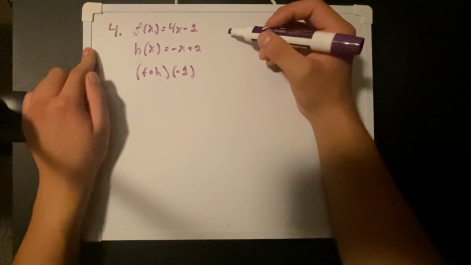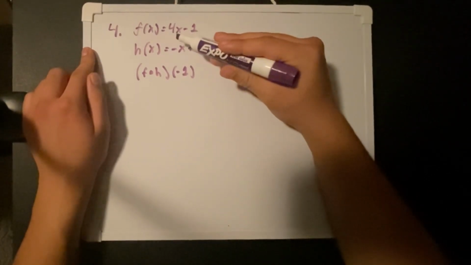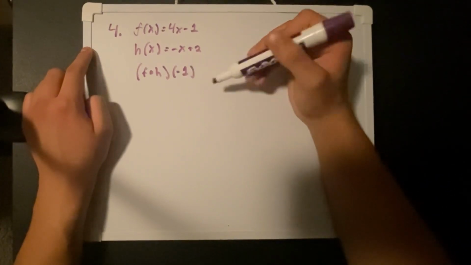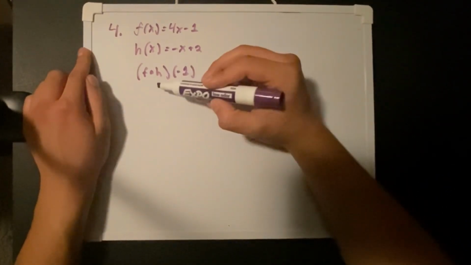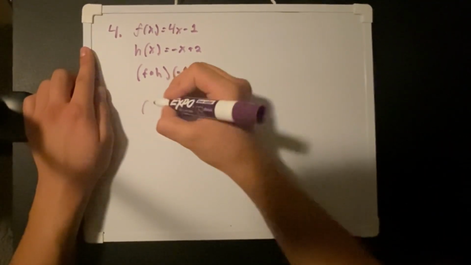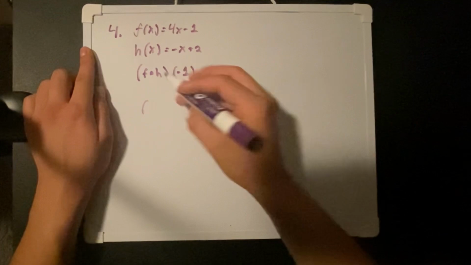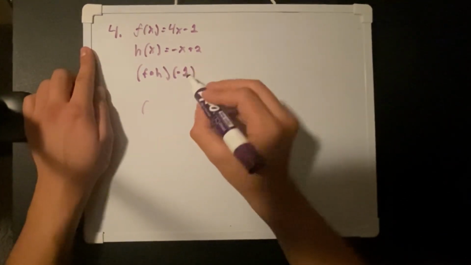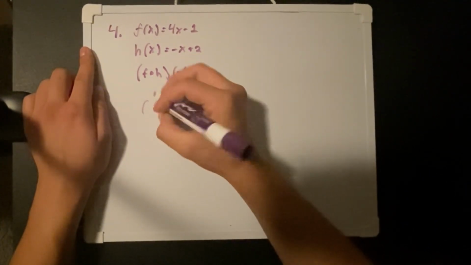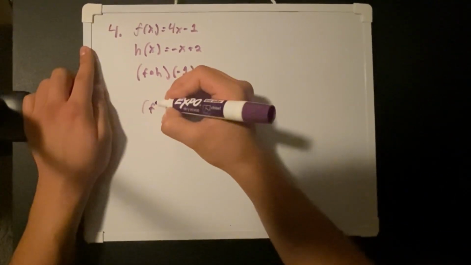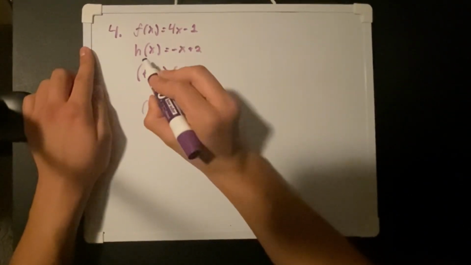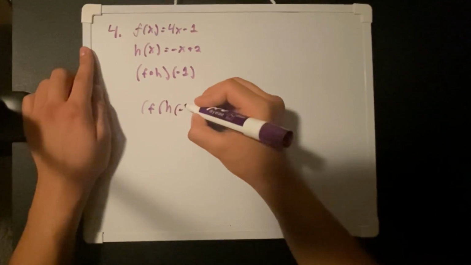For question number 4, we are finding a composite of f of x equals 4x minus 1, h of x equals negative x plus 1. So what is a composite? A composite is two functions, and you're going to find the value by setting them equal to each other. So this one, we have negative 1. So instead of having them on each side, you just have f, and f's x will be h of x. And h of x is set to negative 1.